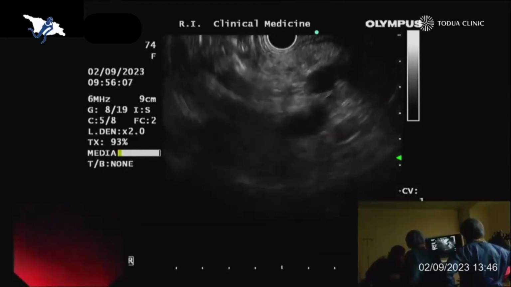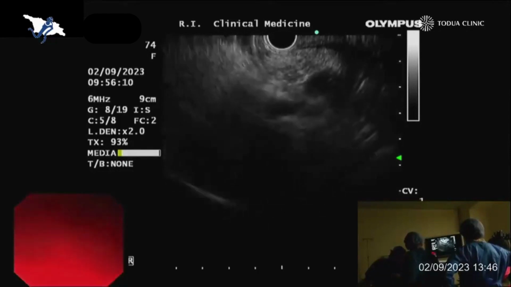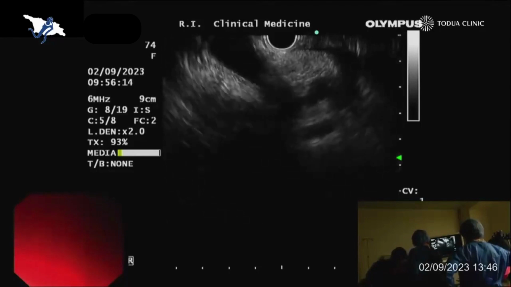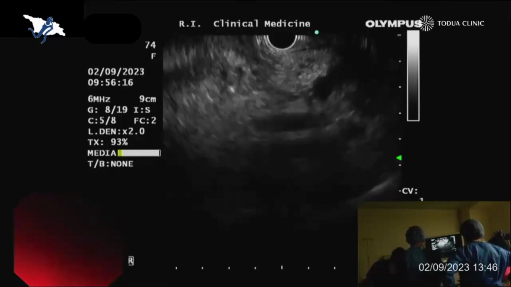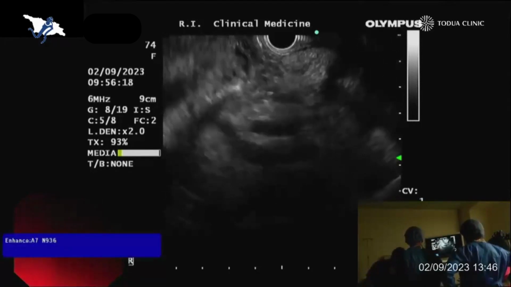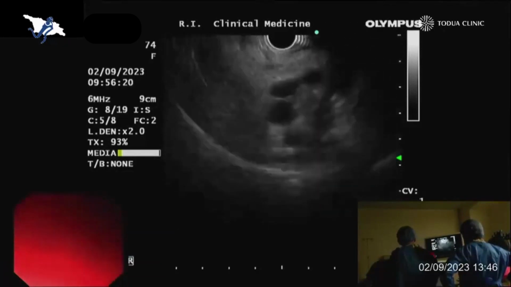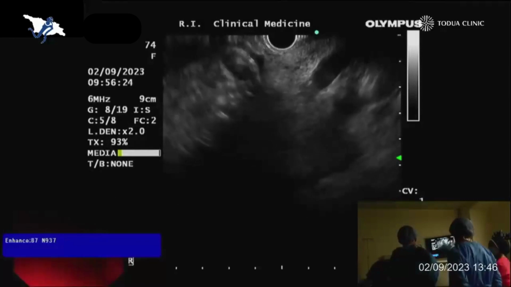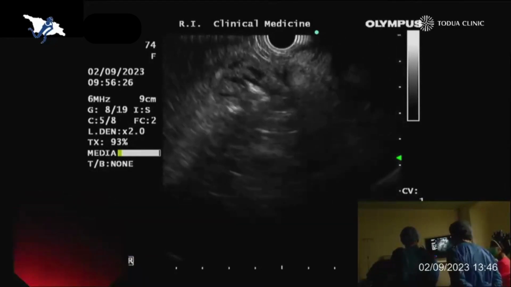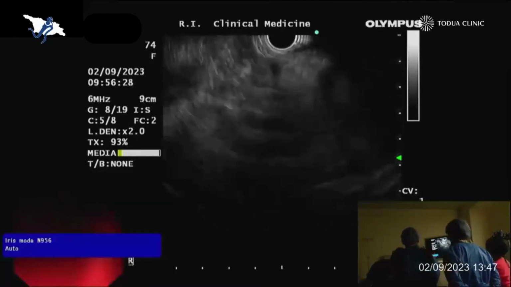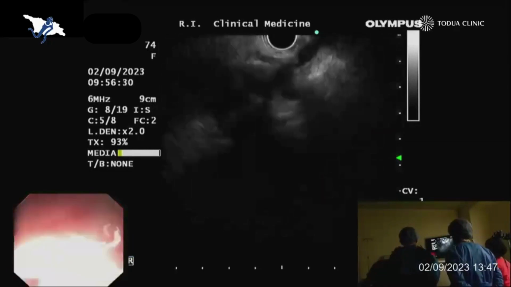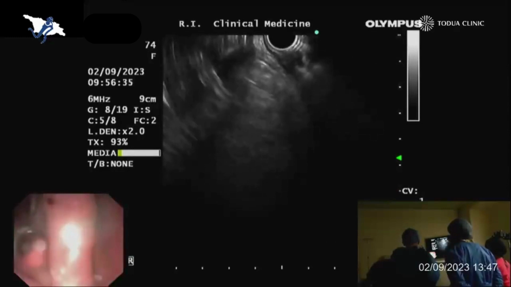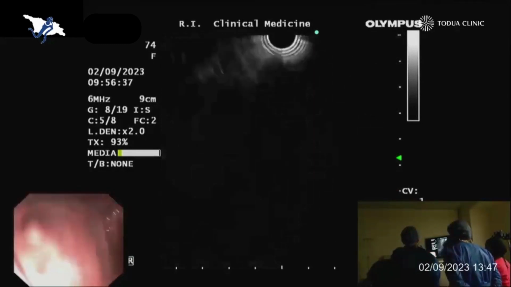So I'm pushing the scope in a little bit, but the pancreas looks fine. And now I'm trying to go again into the pylorus. You are checking the pancreas echogenicity, right? Yes, I'm checking the echogenicity, and I also am looking for other cysts, because many patients who have IPMN also have more cysts in the pancreas.